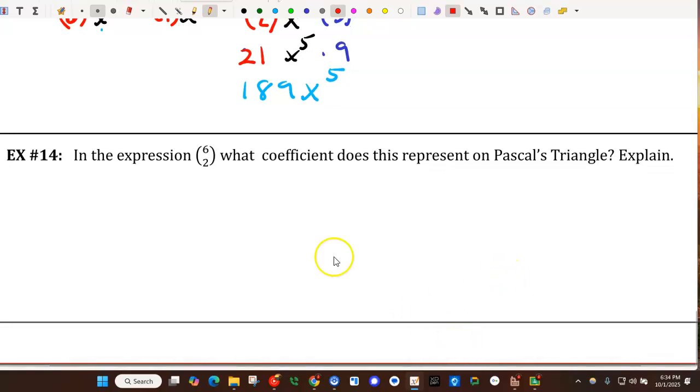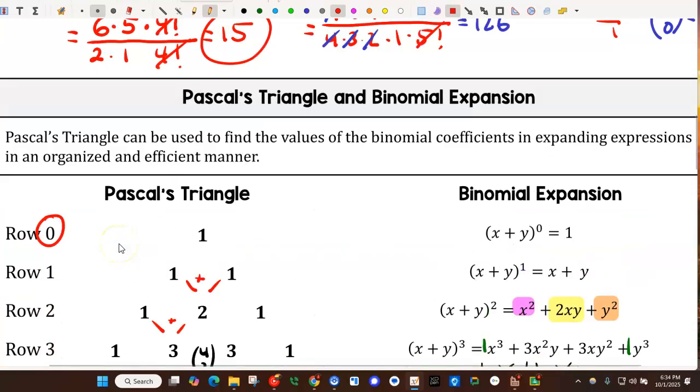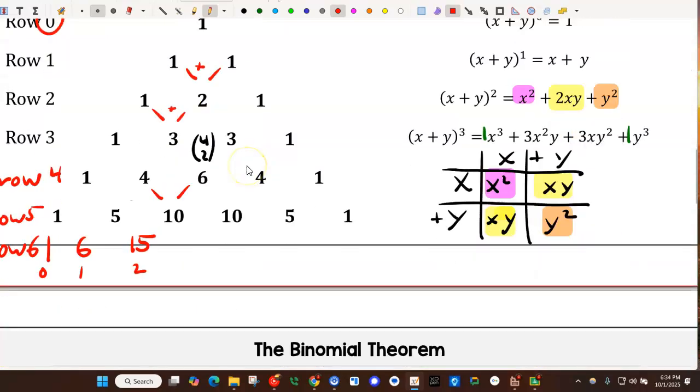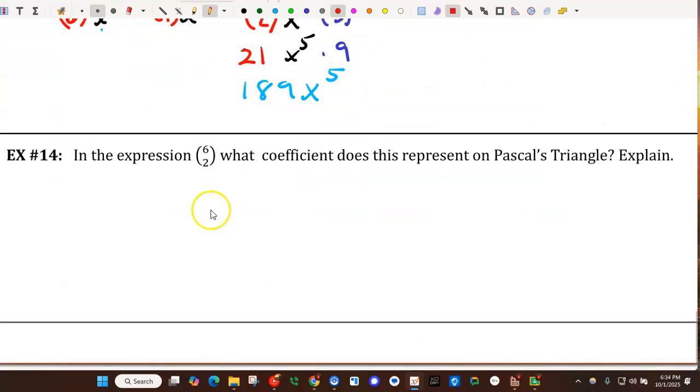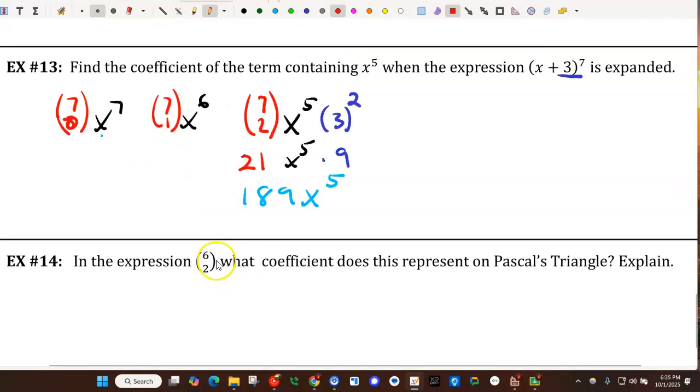All right, in the expression 6 choose 2, what coefficient does this represent on the Pascal triangle? We kind of did this earlier, I think. Is that the one we did? Yeah. So we know it's 15, but now on the Pascal triangle we can see choose 2, 1, 2, third term. That's where the 15 came from. So this is just supporting this idea that even though it's choose 2, it's really the third number, because it goes 1, 6, and then 15. So that's why the answer is 15 on here.